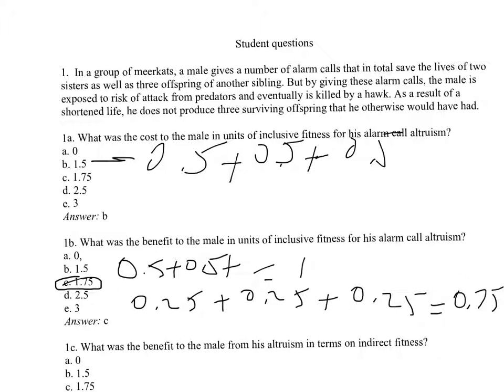I thought that was indirect fitness. That's right, that's what the question's asking for. Well, inclusive, I know that they actually should say indirect fitness, not inclusive fitness, if it was on the test. Yeah, okay. For 1B.